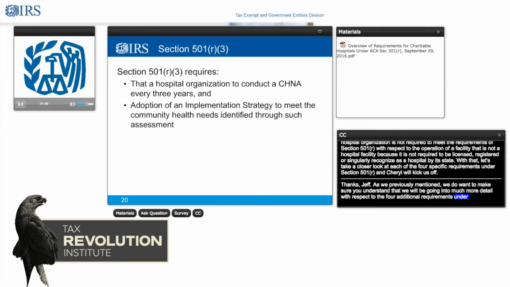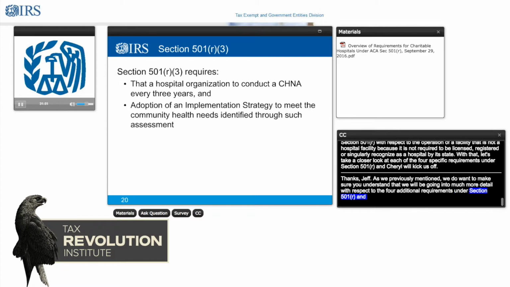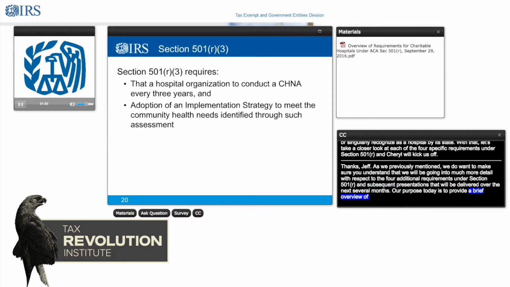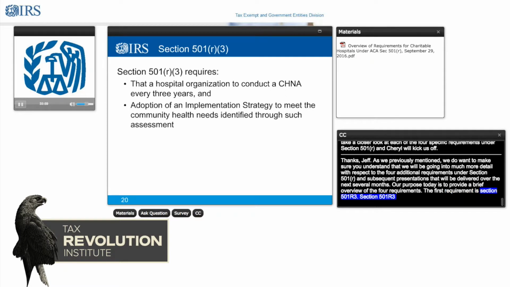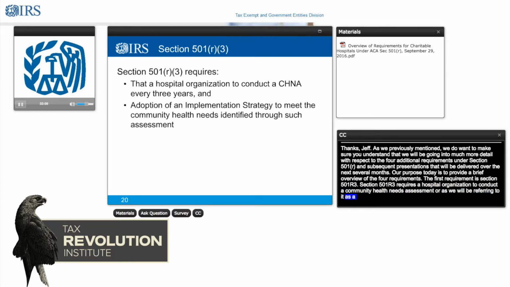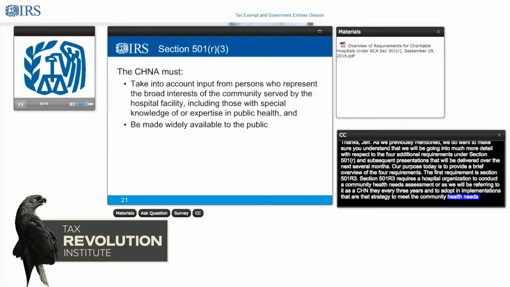Our purpose today is to provide a brief overview of the 4 requirements. The first requirement is Section 501(r)(3). Section 501(r)(3) requires a hospital organization to conduct a community health needs assessment, or as we will be referring to it, a CHNA, every 3 years, and to adopt an implementation strategy to meet the community health needs identified through the assessment. Geoff, what does a CHNA have to do?